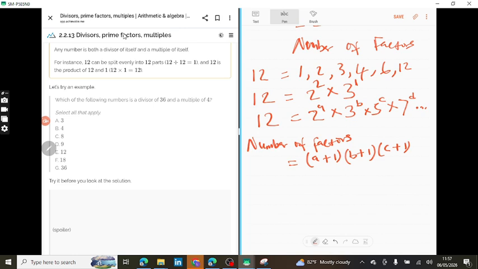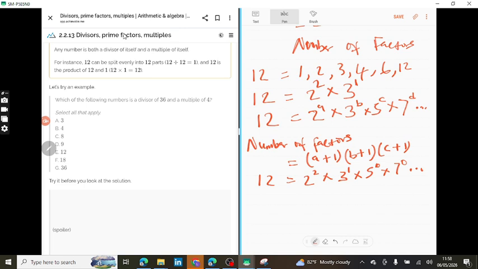Now, using this 12 again as an example, what we have is 2 raised to the power 2 times 3 raised to the power 1 times 5 raised to the power 0 times 7 raised to the power 0, because 5 and 7 are not there. And remember, you told me you revised exponents. If you raise a number to the power of 0, it becomes what? It becomes 1.